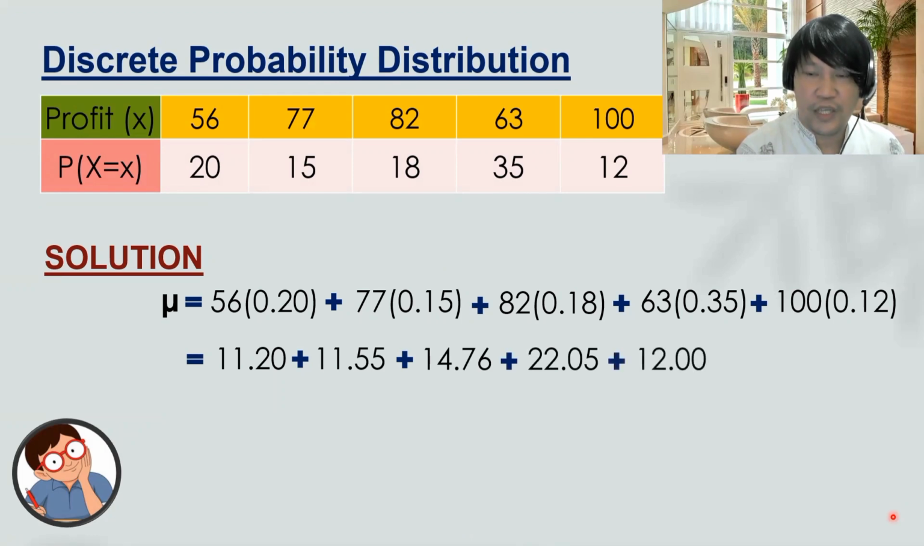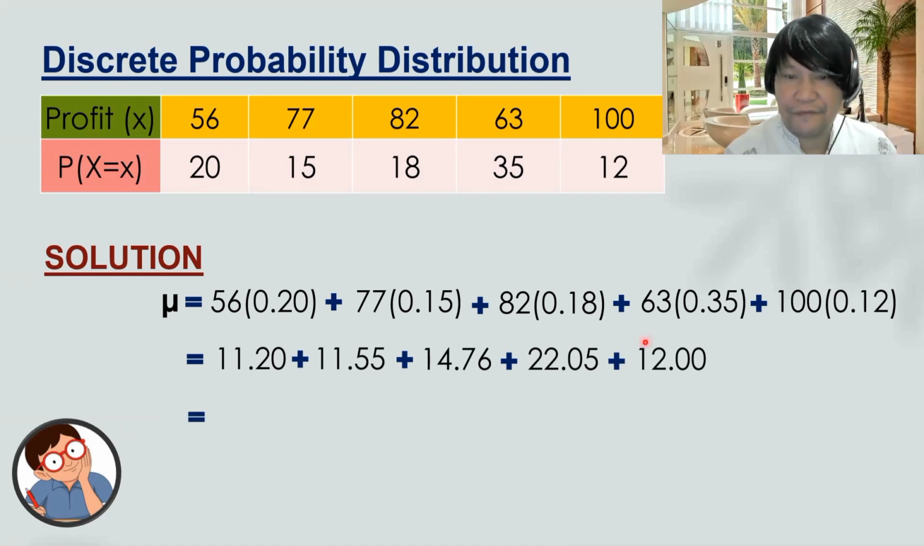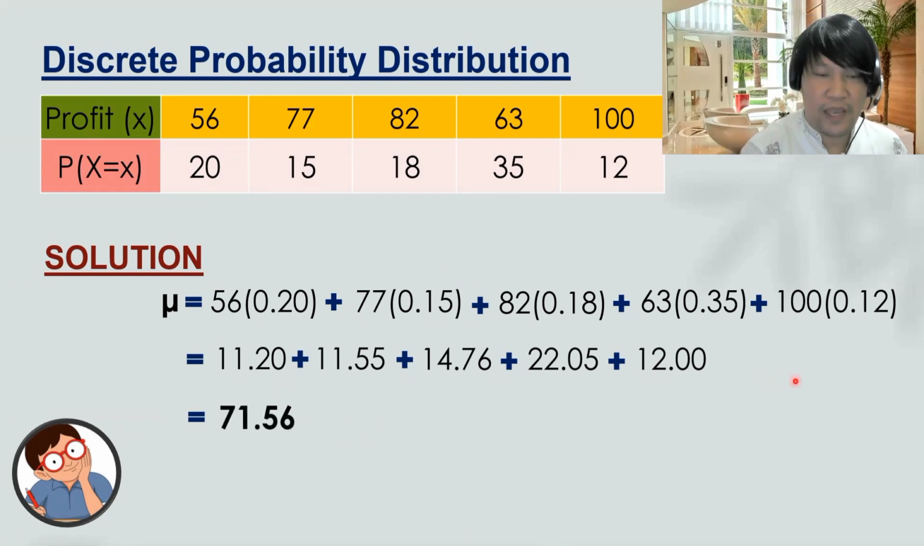22.05, 12. Okay, therefore, after knowing the product, then we have to get the sum. And the sum will be 71.56. Therefore, the expected projected average profit for 5 months is equal to 71.56. But we have to express this one into thousands.